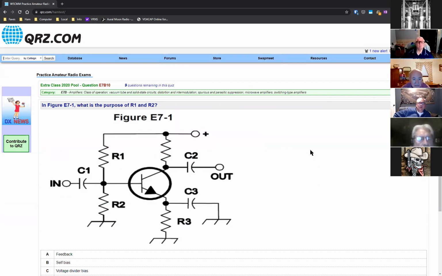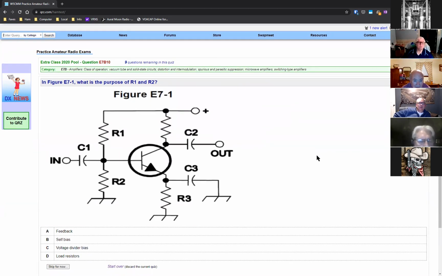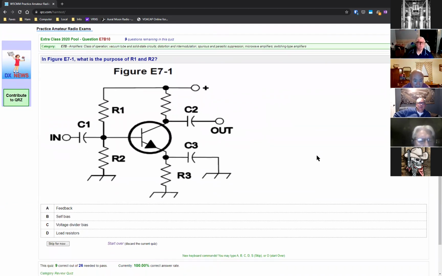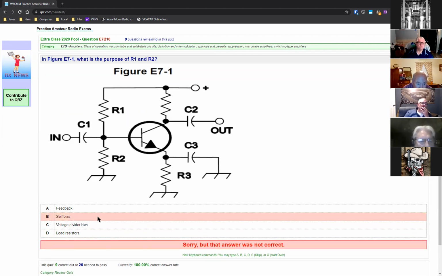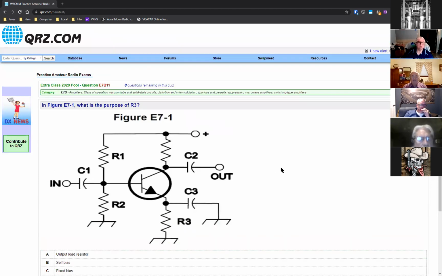Okay, figure 7.1, what is the purpose of R1 and R2? B. It's a voltage divider. D. C. It's going to be the voltage divider. C.